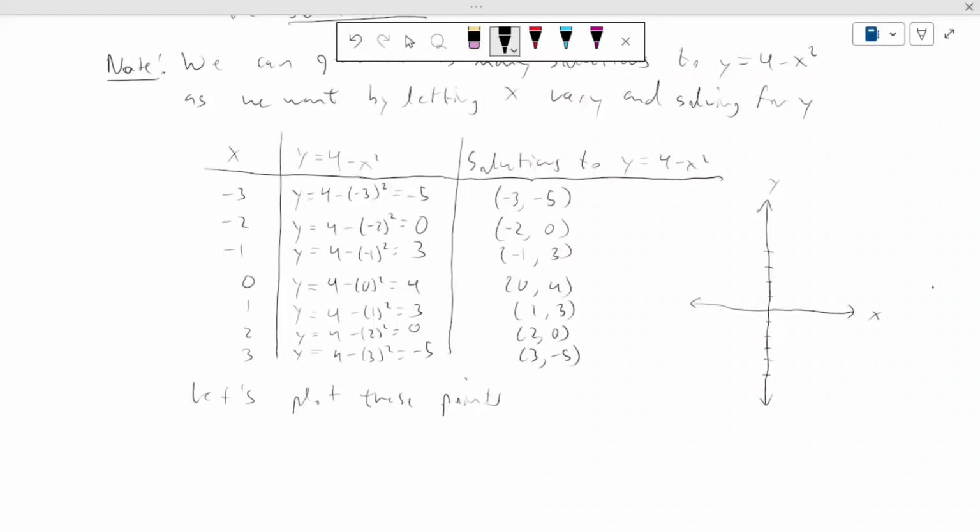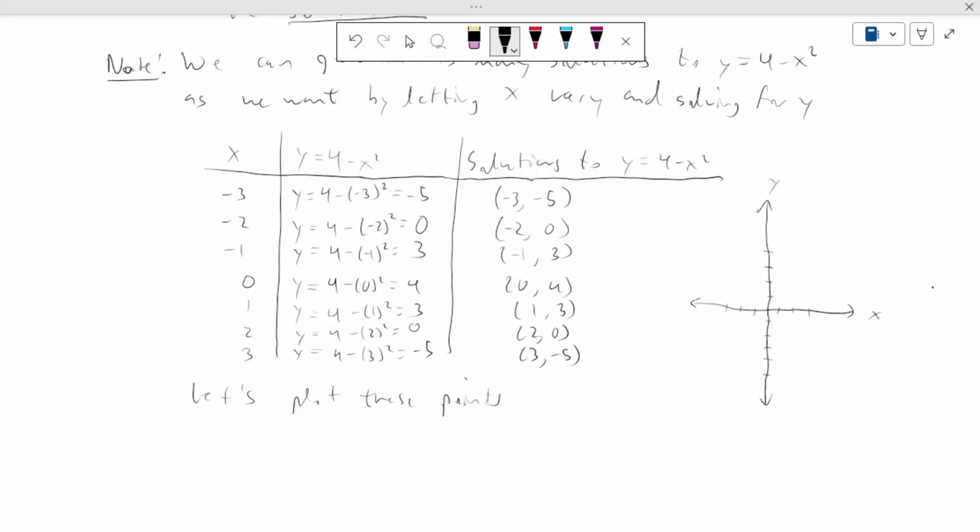If I don't label my tick marks on my axes, I just know that they're counting by ones. So if you're 5 ticks away and below, then that's -5. And your x-axis is going to go 1, 2, and 3, and -1, -2, and -3. Okay, so let's plot these points.